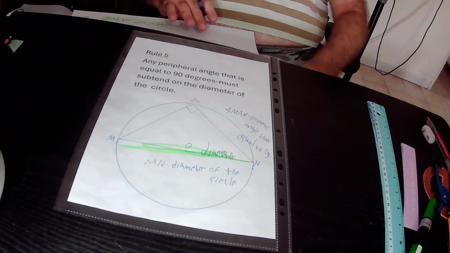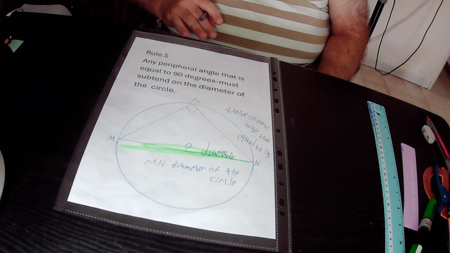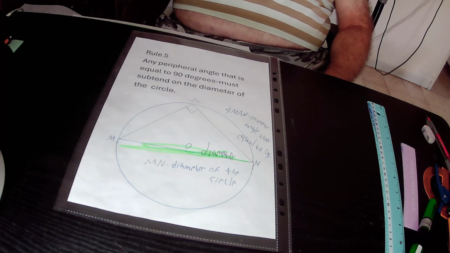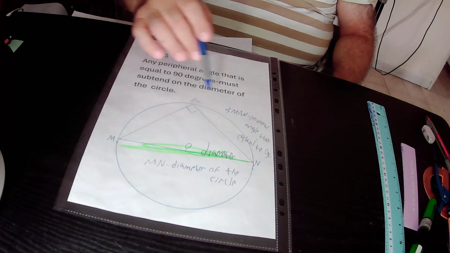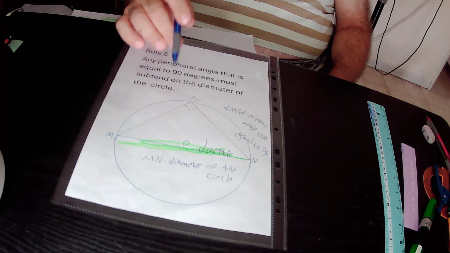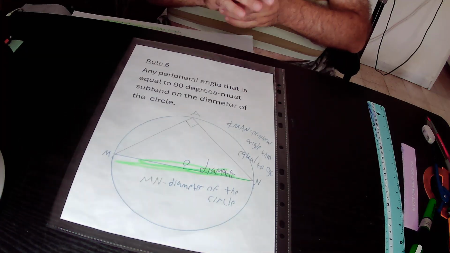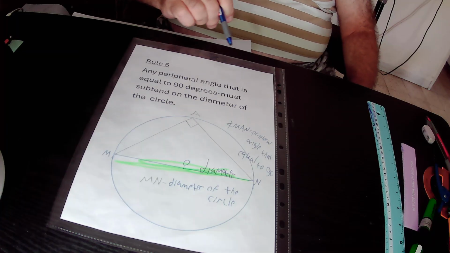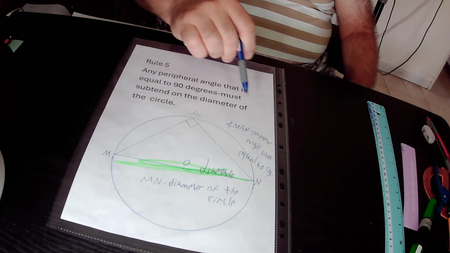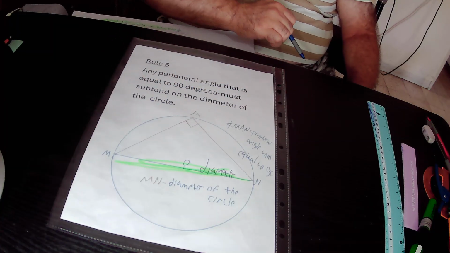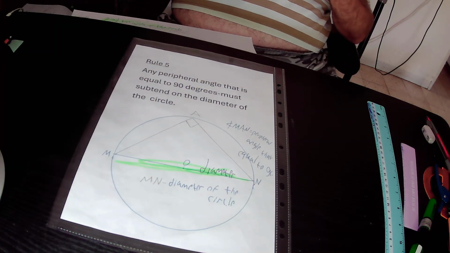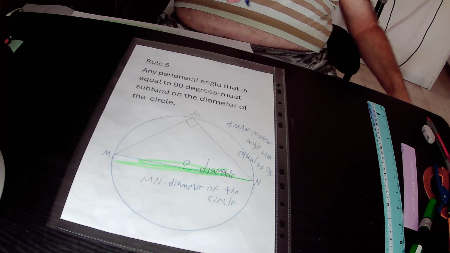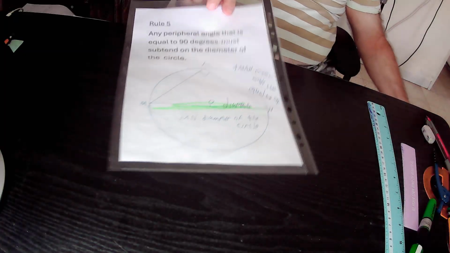According to rule 5, any angle that is equal to 90 degrees in size must subtend the diameter of the circle. In the domain of a circle, this is angle MAN, which is equal to 90 degrees in size. And therefore, according to rule 5, angle MAN must subtend the diameter of the circle. And indeed, angle MAN subtends MN, which is the diameter of the circle. So we can implement rule 5 in our drawing.